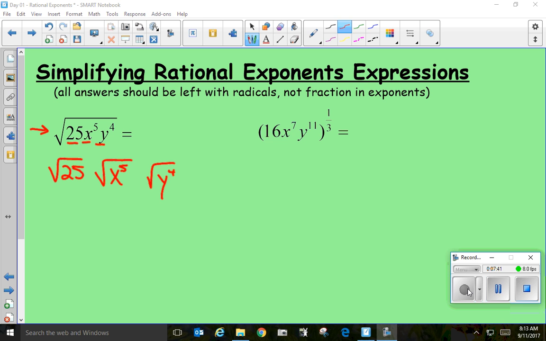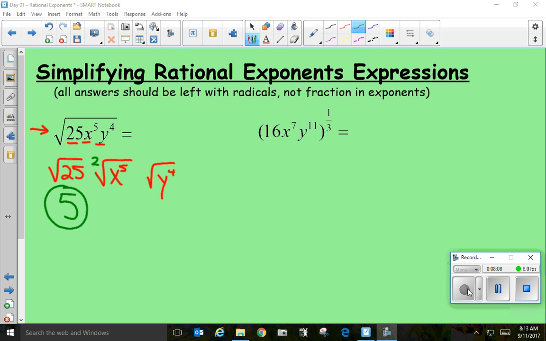Now, let's do the layup first, the beginning. What's the square root of 25? 5. That is done. That's going to be my answer. Now, what is the square root of x to the 5th? Who remembers what we do? No? Well, look at it.